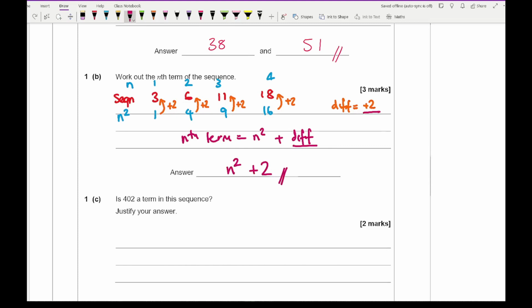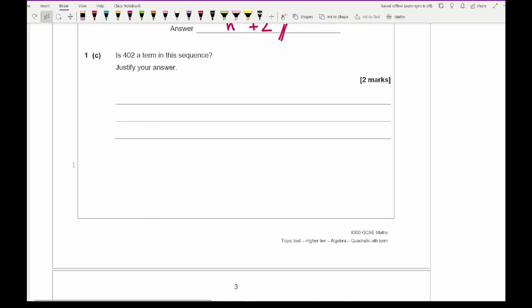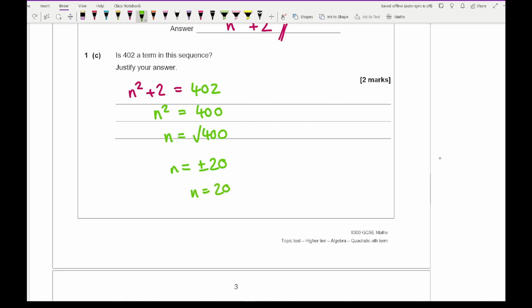Then moving on to question 1c, it says, is 402 a term in the sequence? So for this, what I need to do is make the nth term equal to 402. And then what I want to do is solve this. So here I've got n squared is going to equal 400. So n equals the square root of 400. And when I get to my n, I want to see if it's an integer. So here n equals plus or minus 20. And n can only be a positive integer. So n equals 20. So the answer then is yes.